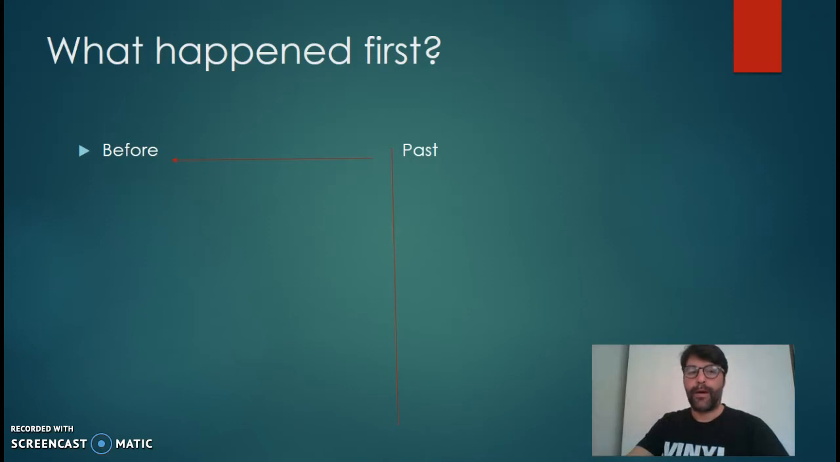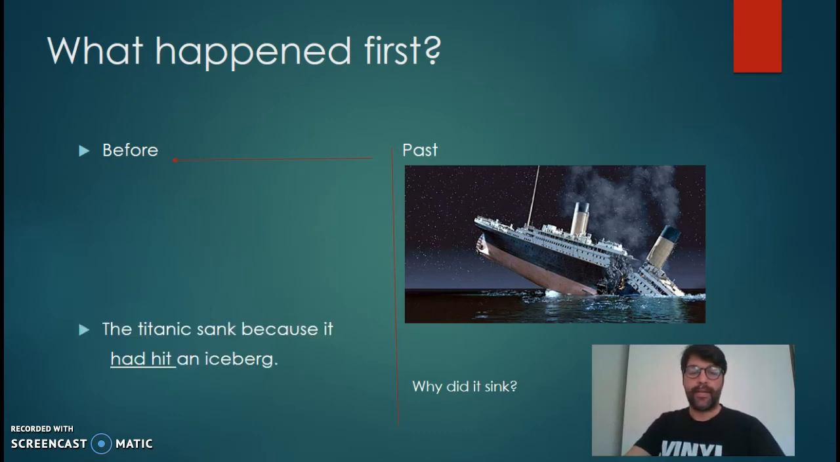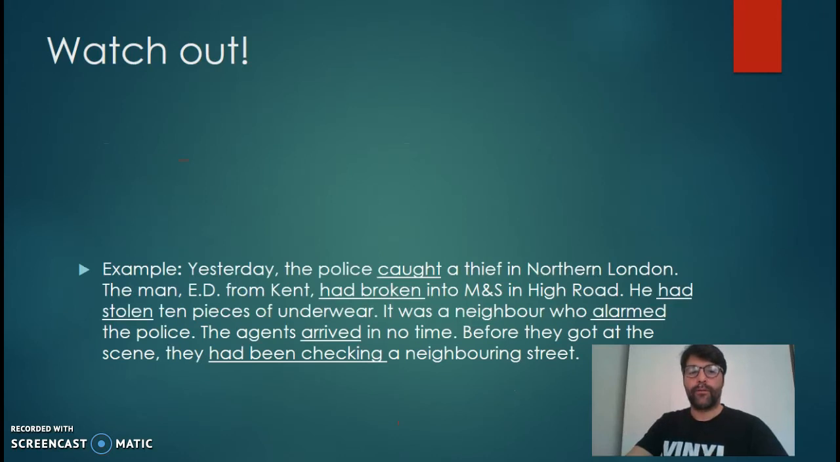Another example, past and before. You all know this boat. It's the Titanic. Why did it sink? The Titanic sank because it had hit an iceberg. So this action takes place before the Titanic sank. Got that? Now watch out.